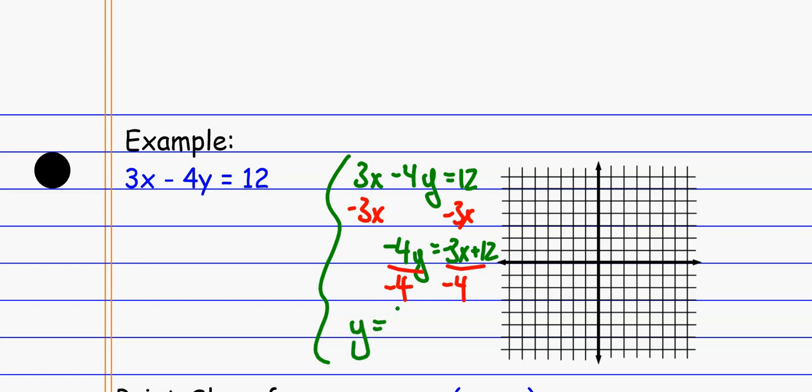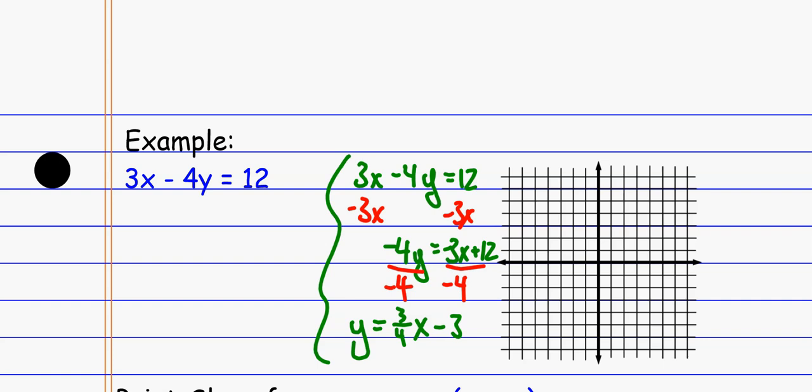Negative 3 divided by negative 4 is a positive 3/4. 12 divided by negative 4 is a negative 3. And see, now I could graph that. I could plot the y-intercept of negative 3, and then I could go up 3 over 4, up 3 over 4. The easier way to do this one is to find the x and the y-intercept.